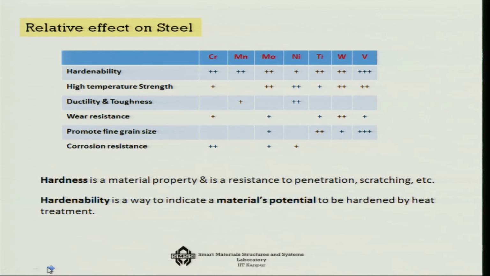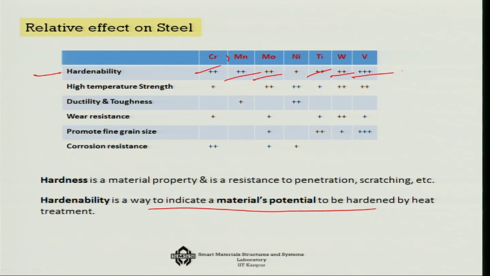Now, suppose you have some property in mind, you can use this table, like say hardenability. What is hardenability? It is a way to indicate a material's potential to be hardened by heat treatment. Now, if I want to increase this hardenability through heat treatment, we should go for chromium, manganese, molybdenum and titanium, and then tungsten and vanadium. Particularly vanadium is very good in terms of increasing the material's potential to be hardened.